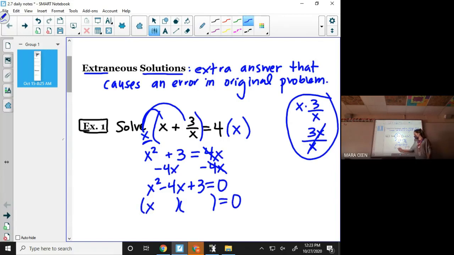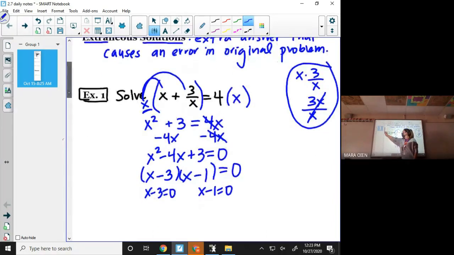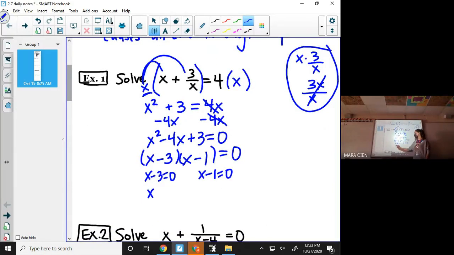So the only way to split up x squared would be x and x. I can split that 3 into, since I need it to be a negative 4x here, a minus 3 and a minus 1. Because the negative times the negative would be positive. I'm not done yet. I actually have to solve. So I'm going to set each piece equal to 0. When I do that, I get x equals 3, and I get x equals 1.